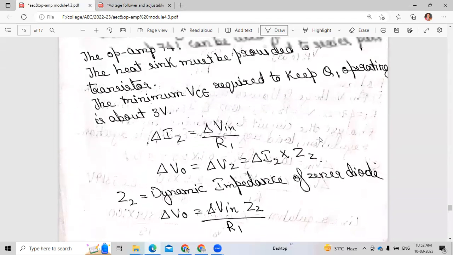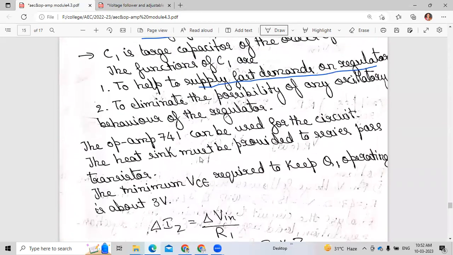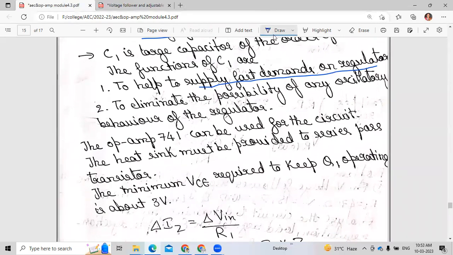Here the op-amp 741 can be used for the circuit. The heat sink must be provided to the series pass transistor. We need to use a heat sink because the additional load current, a high load current, will be passing through it.